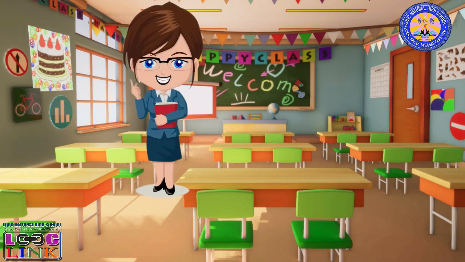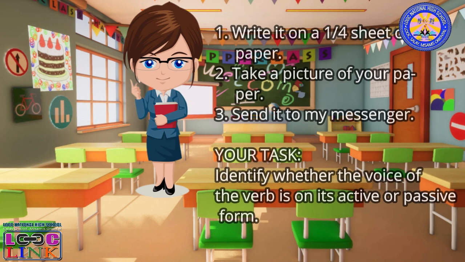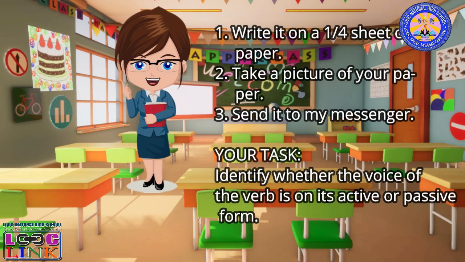At this point, let me see if you truly understood how to differentiate active voice from passive voice. So I want you to look at the following sentences and write your answers on a piece of paper and send it to my private messenger. Your task is to identify whether the sentence is in its active voice or in its passive voice.